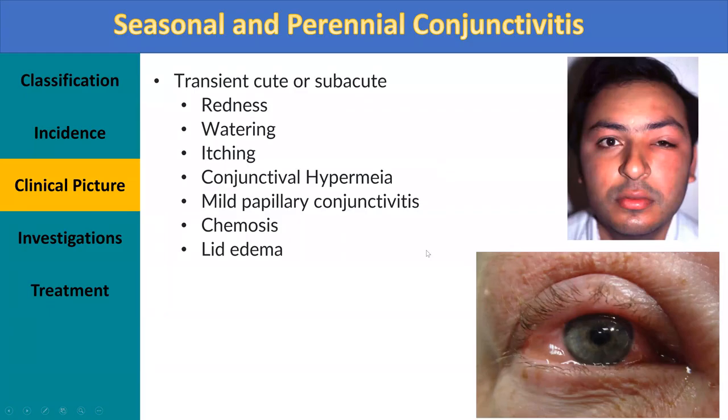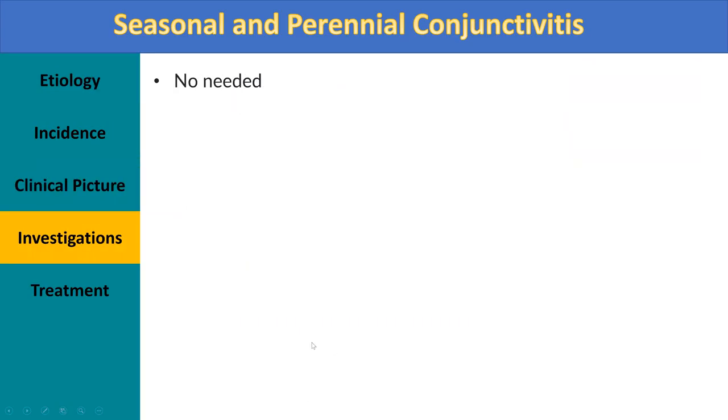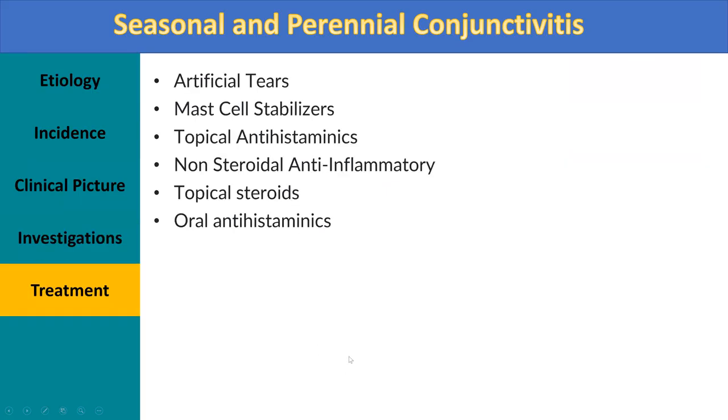Both can cause transient, acute, or subacute redness, watering, itching, conjunctival hyperemia, mild papillary conjunctivitis, chemosis again, and lid edema. Sometimes it is referred to as seasonal or perennial rhinoconjunctivitis, as it also causes rhinorrhea. So you see, it is the same manifestations of all allergic conjunctivitis. Again, no investigations are needed, and the treatment is just to control the symptoms.